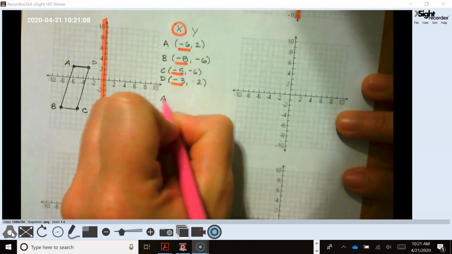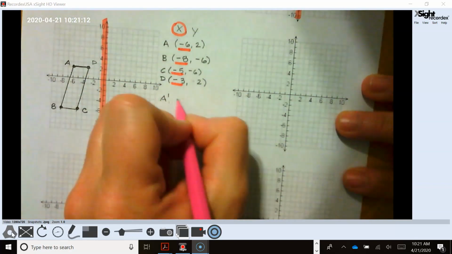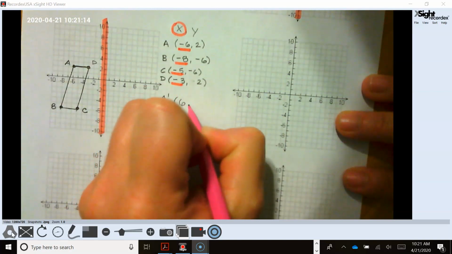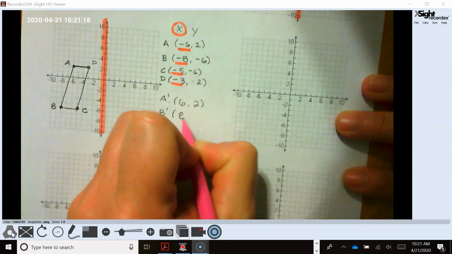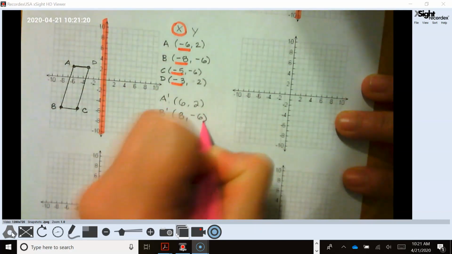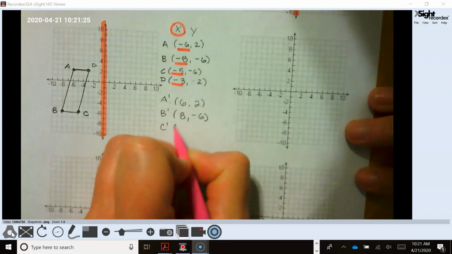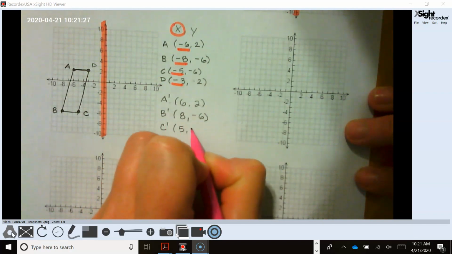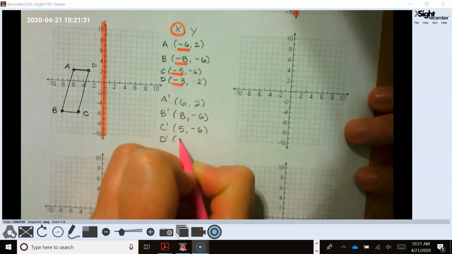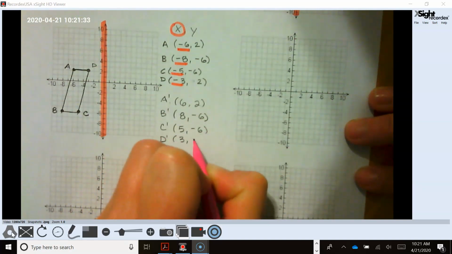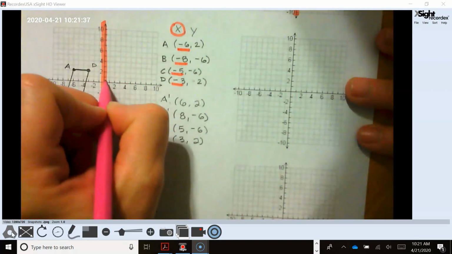So A prime, oh, sorry, that goes up high. A prime is going to live at +6, +2. B prime is going to live at +8, -6. We don't need to change that second number. C prime is going to live at +5, -6. And D prime is going to live at +3, +2. Let's take a look at that.